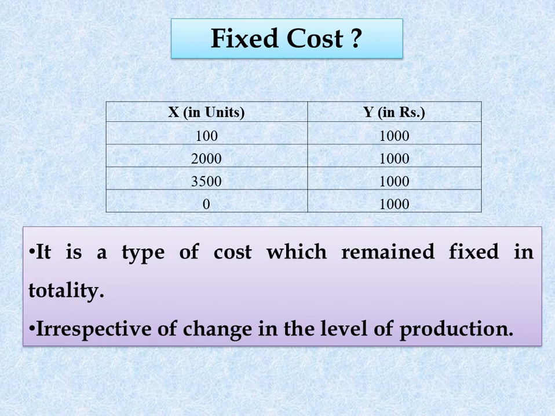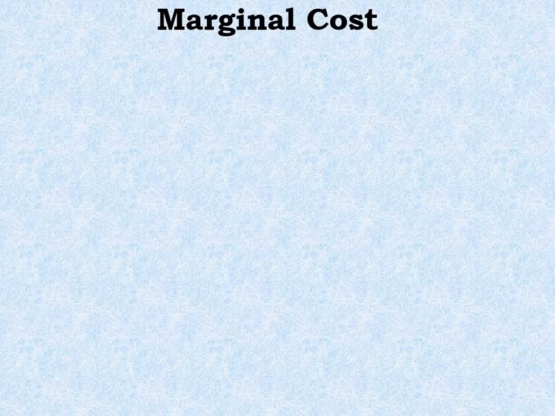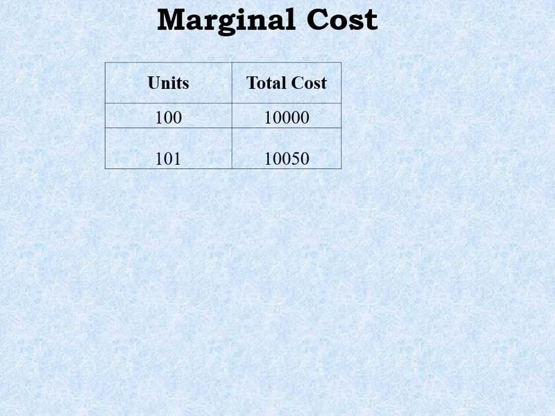Now let us move to our main area of discussion, that is marginal cost. Marginal cost is a very simple cost. I think many of you have learned this when learning economics in class 11, and maybe at school level also. So let us again consider one example. Here units represent 100 and 101 and total cost is 10,000 and 10,050. What exactly does it say? When we are producing 100 units, the total cost is 10,000. When we are producing 101 units, the total cost stands at rupees 10,050 only.